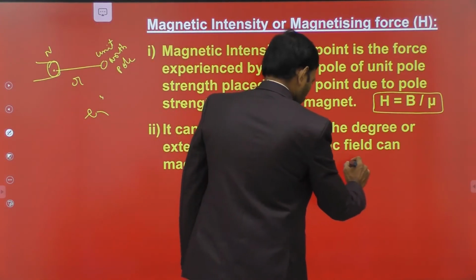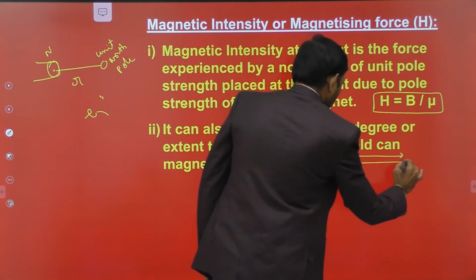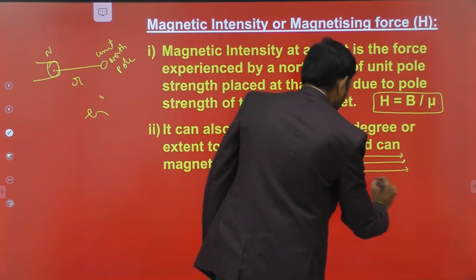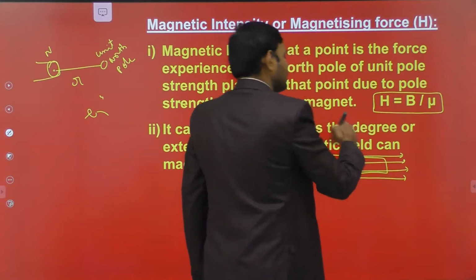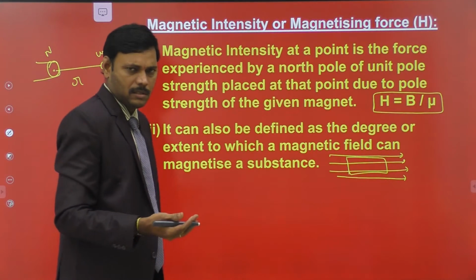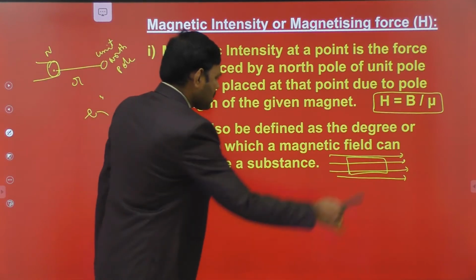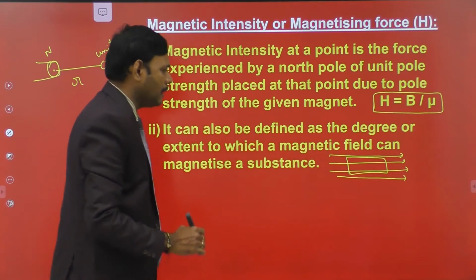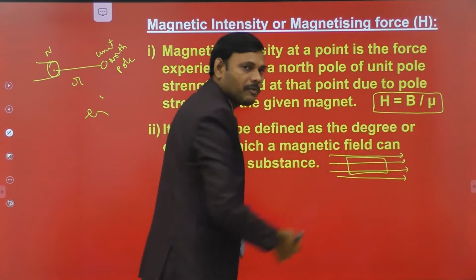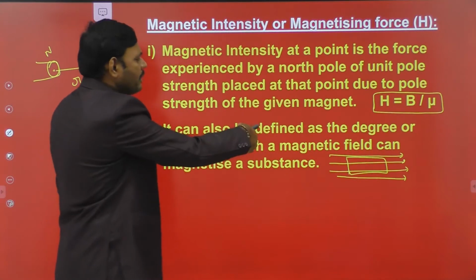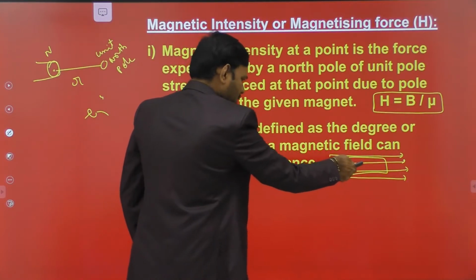Suppose this is the region in which a magnetic field is present. If you introduce any magnetic material, let this be a magnetic material such as iron or nickel or cobalt. We know very well, iron, nickel, cobalt are very good examples of magnetic material. If such a magnetic material is placed in a magnetic field, definitely this material may be magnetized by the magnetic field. Then it can also be defined as the degree or extent to which this magnetic field can magnetize the given material.